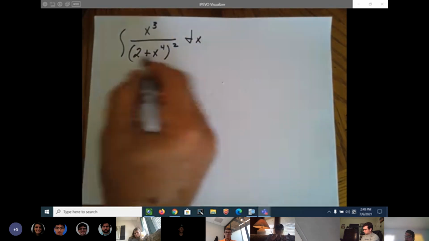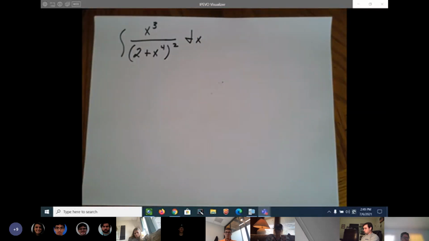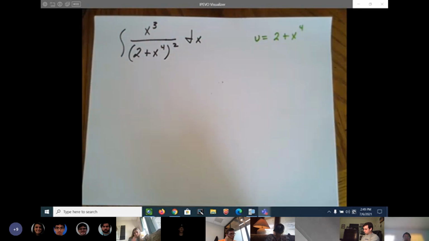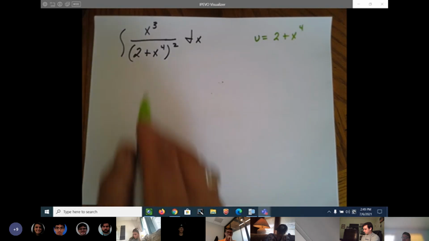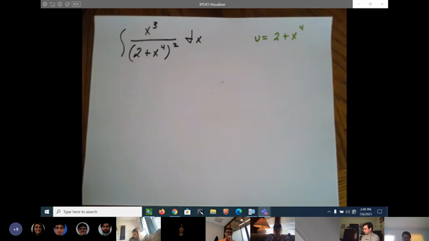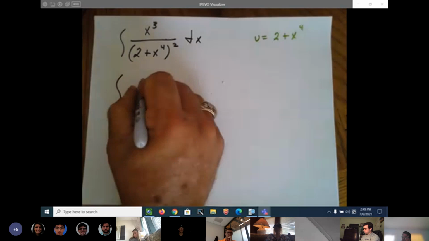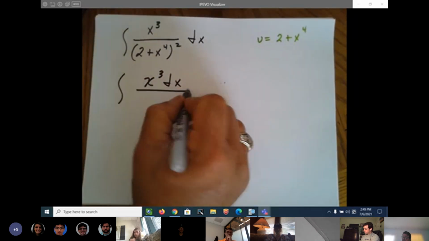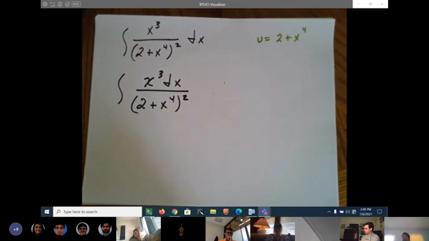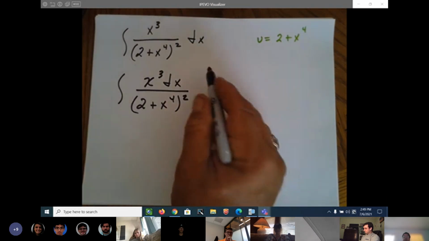All right, so here we go. I'm going to let u equal 2 plus x to the fourth. Again, usually it's in parentheses or it's the most complicated. And x to the fourth is more math involved than x to the third, and x to the third can be written right beside that dx. You could write it like that because it's a fraction. That dx goes with the numerator.